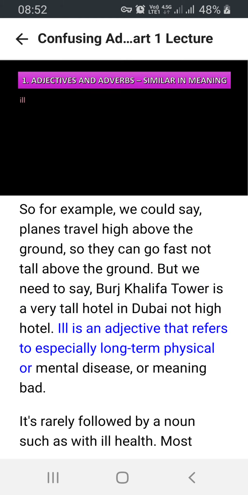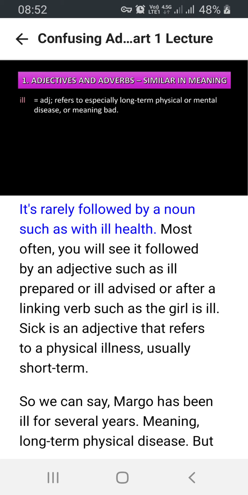Ill is an adjective that refers to especially long-term physical or mental disease, or meaning bad. It's rarely followed by a noun, such as with ill health. Most often you will see it followed by an adjective, such as ill-prepared or ill-advised, or after a linking verb, such as the girl is ill. Sick is an adjective that refers to a physical illness, usually short-term.